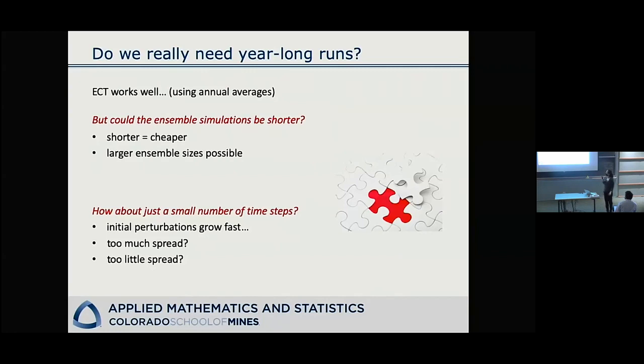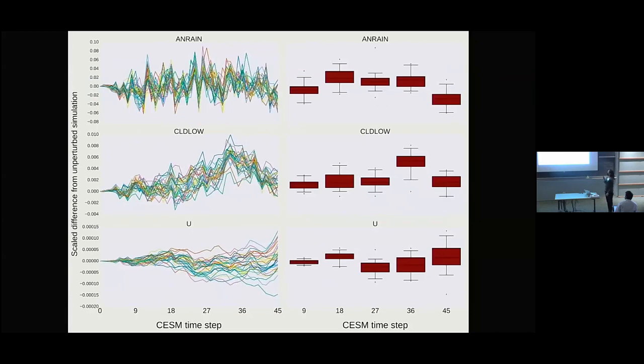Obviously shorter is cheaper in terms of running it, and people are also much more inclined to actually do it. And we wanted to investigate how far we can go down where we still get a spread in these runs to establish what the ensemble should look like. And what you can see here are 3 of these 200 plus variables that we show here.